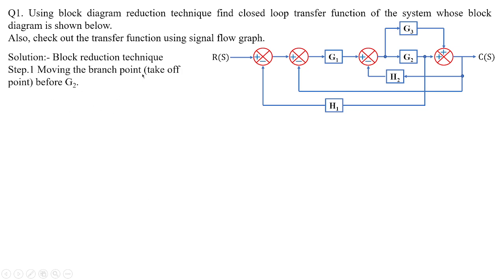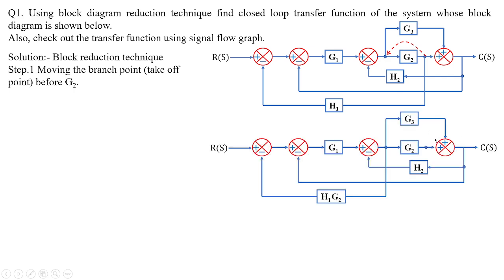Moving the branch point, that is the takeoff point, before G2. Where is G2? This is G2. We need to move the branch point before G2, so we take this branch point and place it before G2 like this. In the diagram, you can see in the block reduction I've shifted the point from this to this. Whenever this process is done, the path H1 gets multiplied with the gain G2. This is one of the rules of block reduction. Okay, this is done.